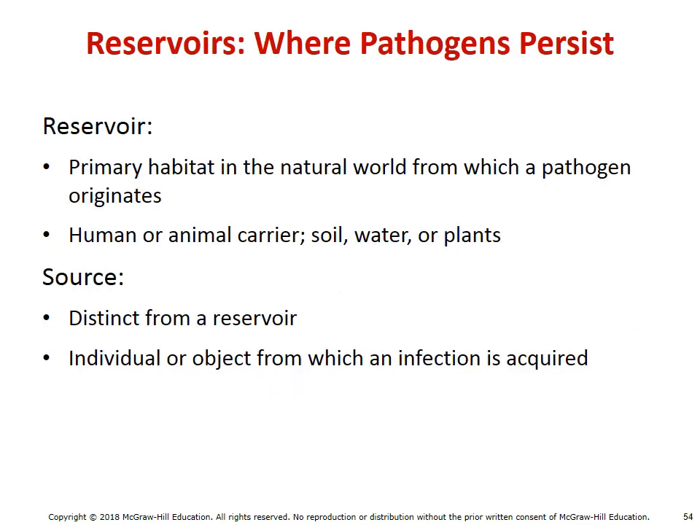The next set of words are going to be important in understanding the concepts of where infections come from. Starting off with reservoir. A reservoir is a primary place to find a pathogen. These things would be continual, so like water, soil, plants, or even some animals. The idea is these are places you can routinely go to find the infection.